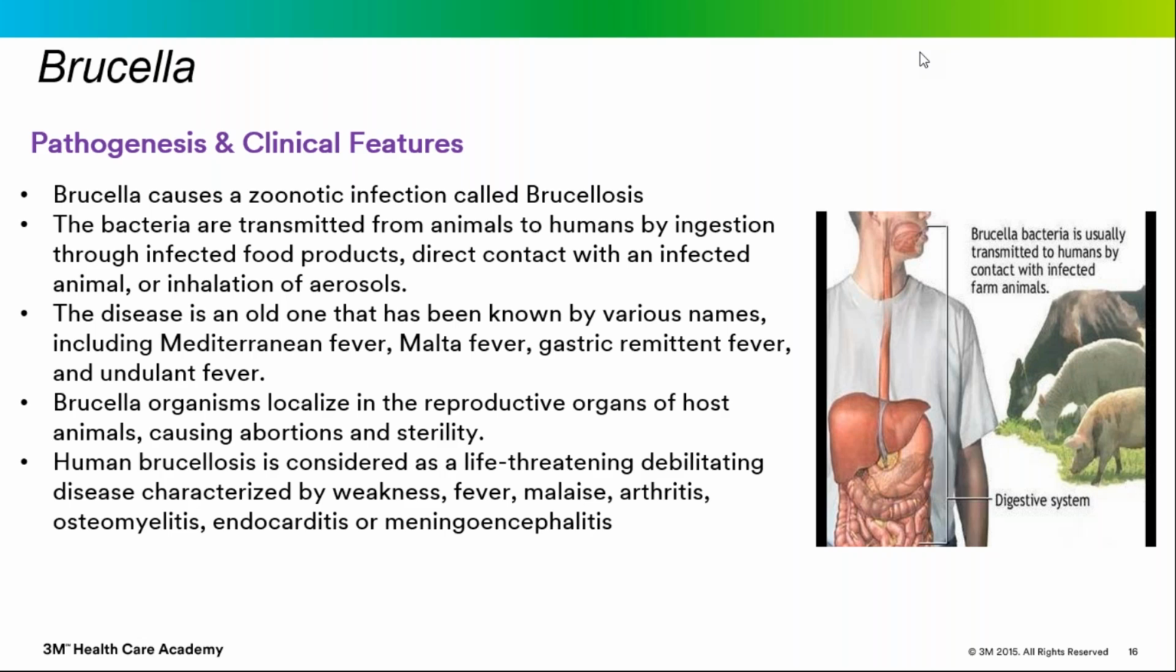Brucella organisms localize in the reproductive organs of host animals, causing abortions and sterility. Human brucellosis is considered a life-threatening, debilitating disease characterized by weakness, fever, malaise, arthritis, osteomyelitis, endocarditis, or meningoencephalitis.